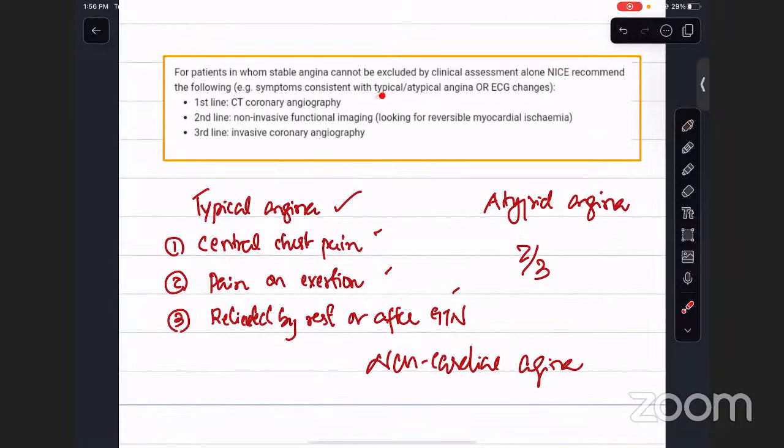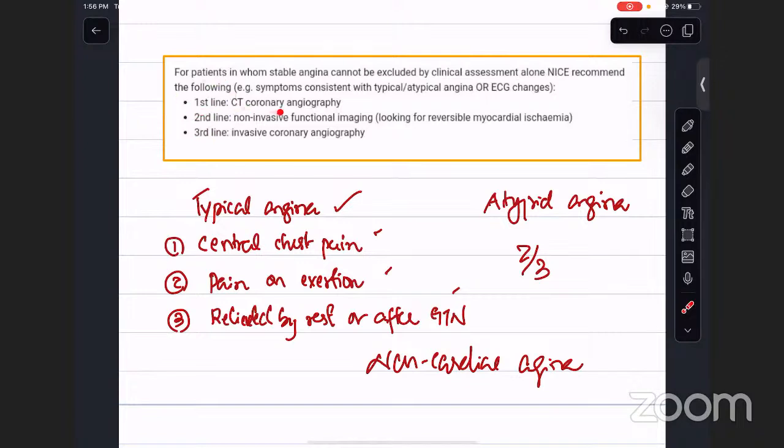So typical or atypical angina or ECG changes. As I mentioned above, ECG changes will be planar or downsloping ST segment depression of 1 millimeter below the isoelectric line. So these are ECG changes of ischemic heart disease. If we find typical or atypical angina or ECG changes, we'll move on to get the diagnosis of ischemic heart disease by means of first line, second line, and third line investigations.